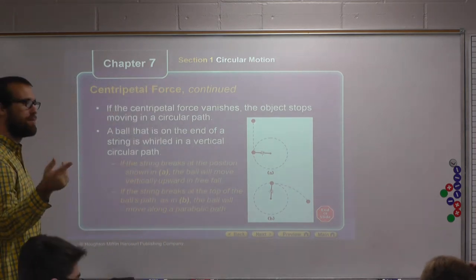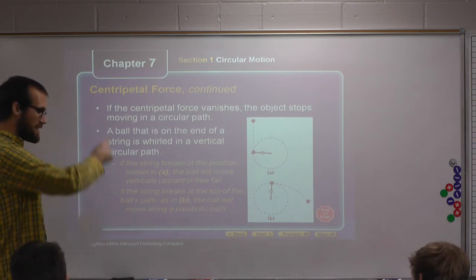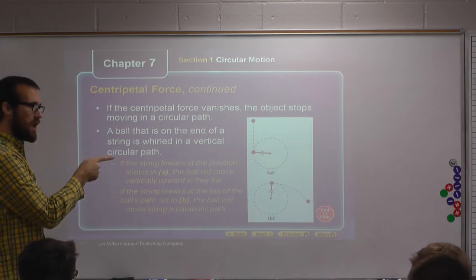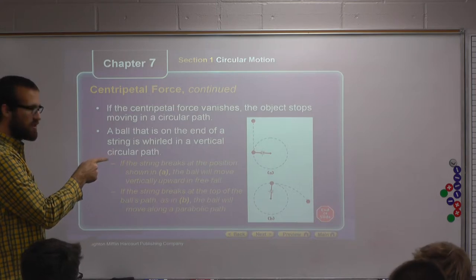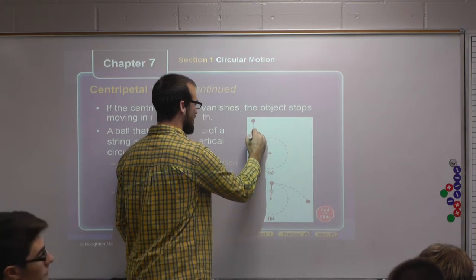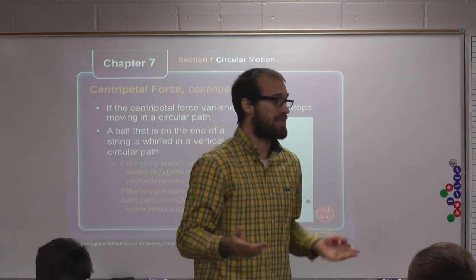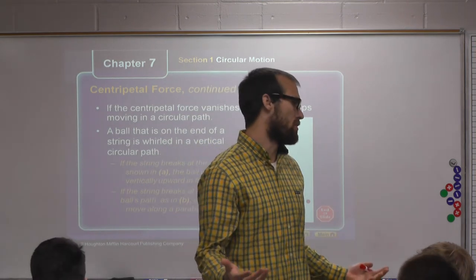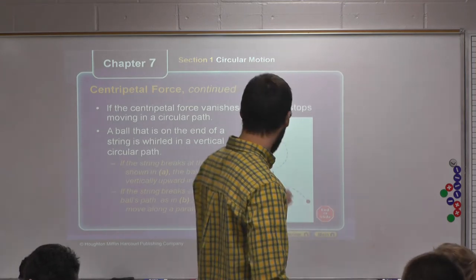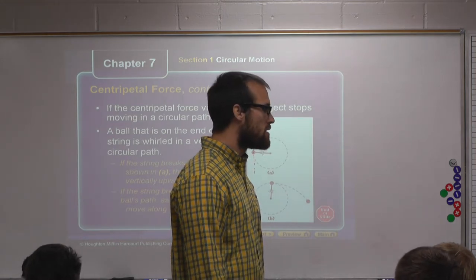It doesn't matter what direction. So what they're showing, if I'm going like this, and if the string were to snap right here, if I were a line tangent to that circle, there's a line tangent to the circle. If you have no more force pulling in a circular path, if the string were to break at that point, there's no more centripetal force, it's just going to go in the direction it was already going, which was, at that point, straight up.